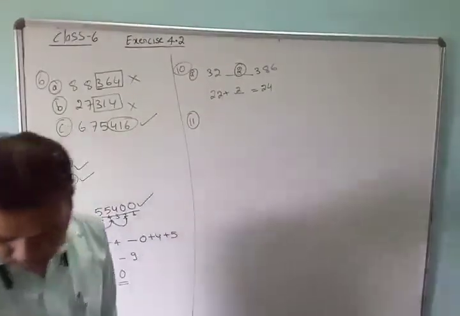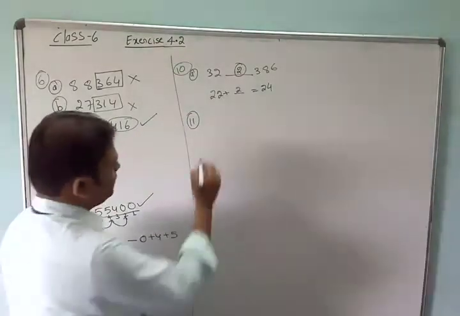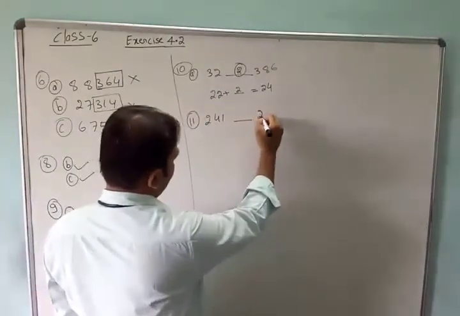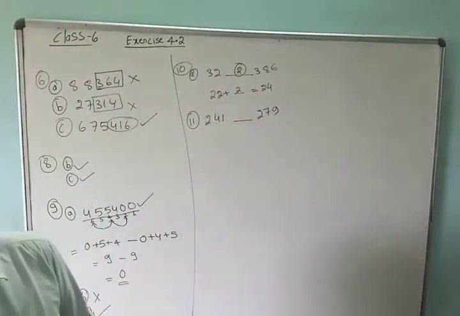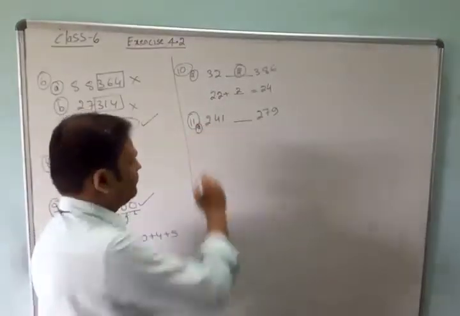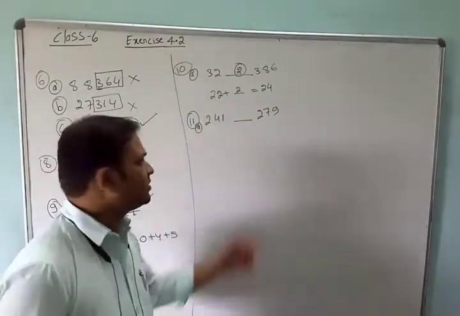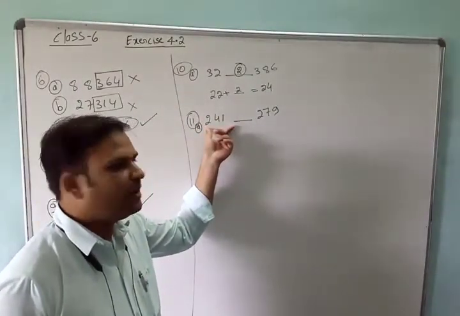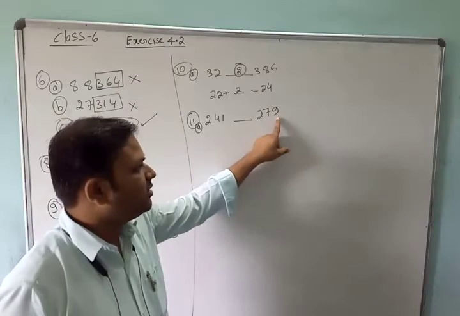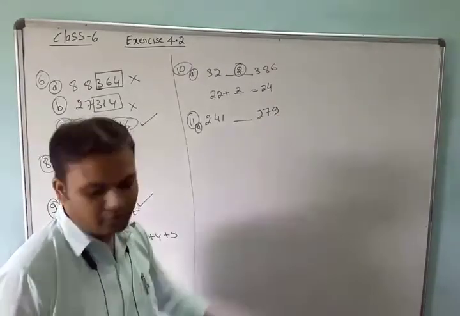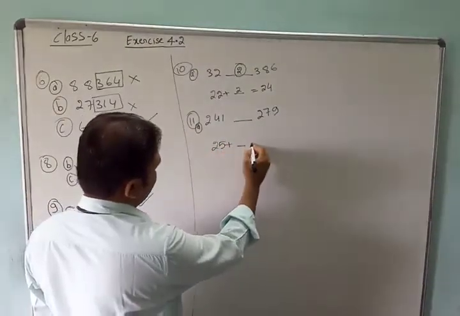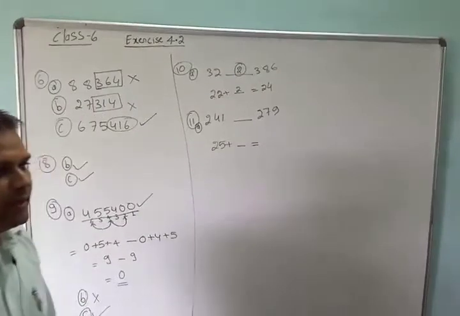Next, 241 dash 279, and we have to check the number by 9. So 11th A, the divisibility rule for 9: the sum must be divisible by 9. 2 plus 4 is 6, 6 plus 1 is 7, 7 plus 2 is 9, 9 plus 9 is 18, 18 plus 7 is 25. So 25 plus dash must be divisible by 9.